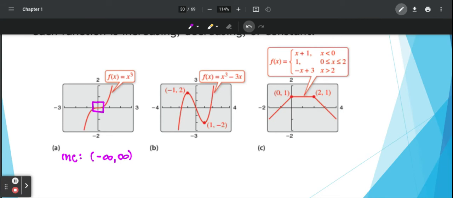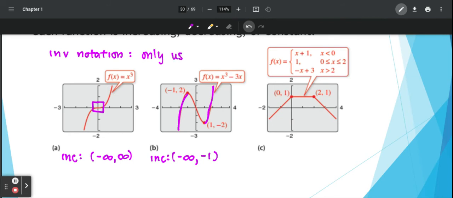If you were to really zoom in on that, it would look like it actually continues to increase the whole time. So for graph B, increasing would mean when we're going up, so we would look at this interval, and this interval would be your increasing. So our increasing intervals, we would say is negative infinity to negative 1. When you're using interval notation, make a note to yourself that you only use x values.